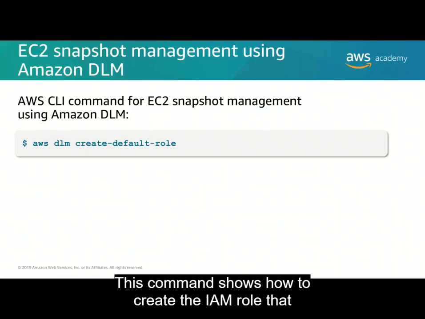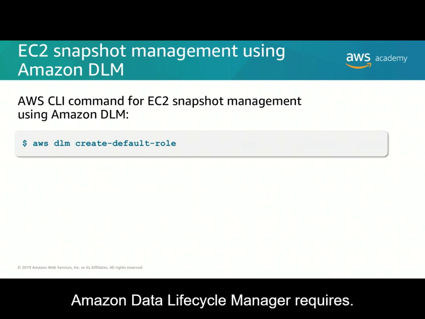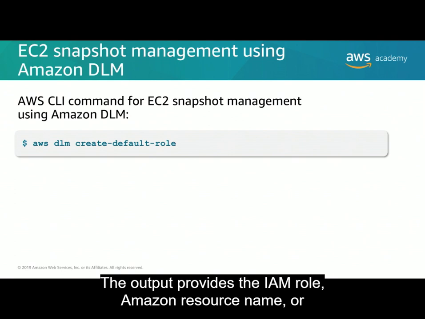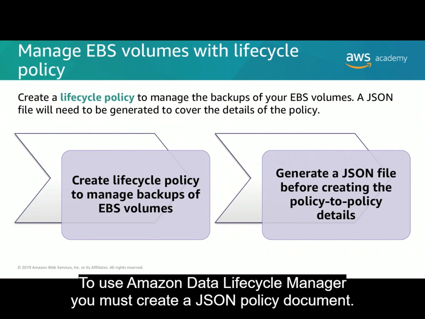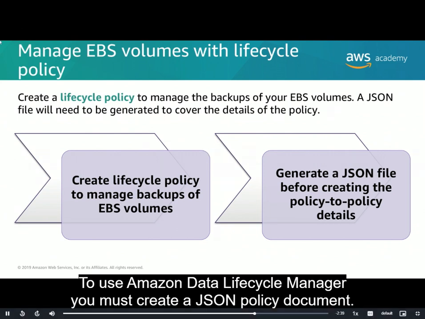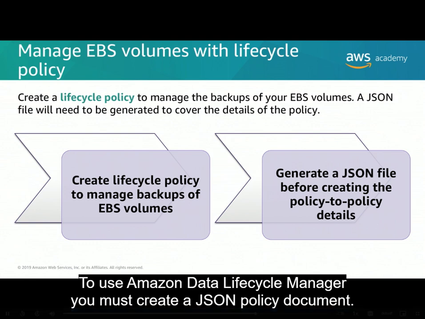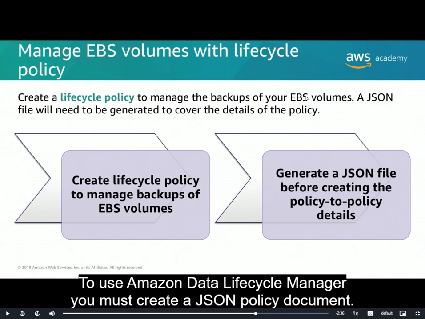This command shows how to create the IAM role that Amazon Data Lifecycle Manager requires. The output provides the IAM role Amazon Resource Name, or ARN, that Amazon Data Lifecycle Manager needs to generate policies. To use Amazon Data Lifecycle Manager, you must create a JSON policy document.